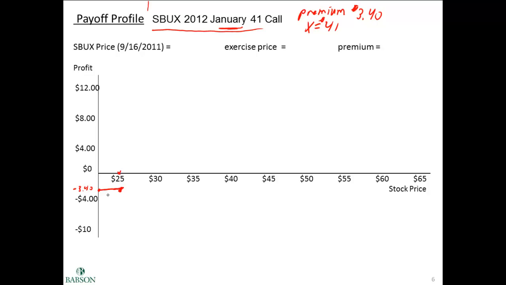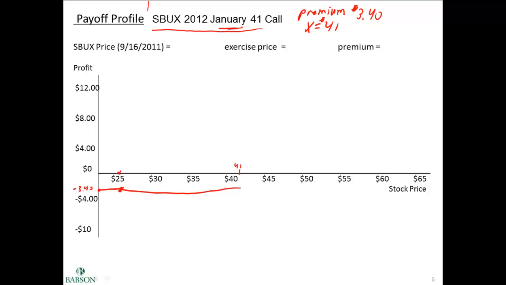And what did you end up losing? $3.40. So anything at or below the strike price of $41, you're going to lose $3.40. The option's going to expire worthless.